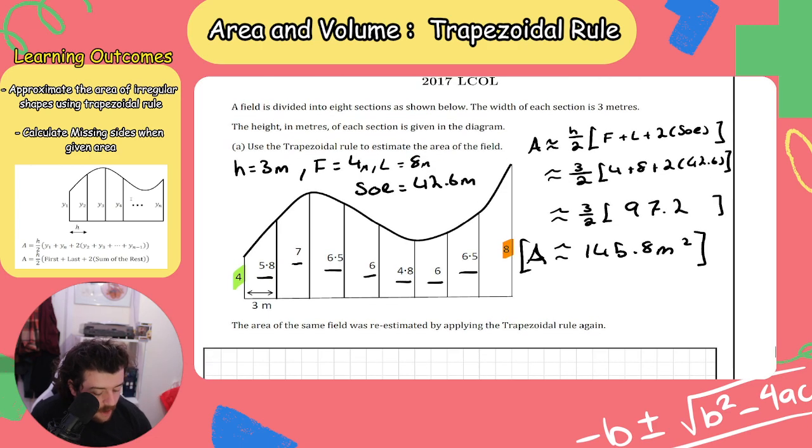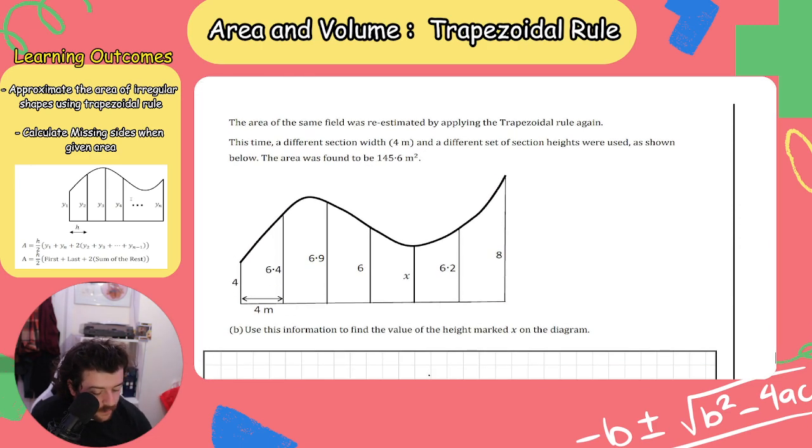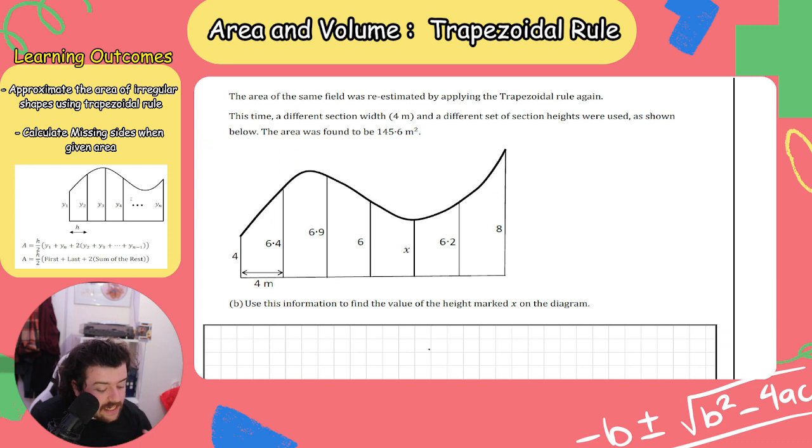So let's have a look at another one here. The area of the same field was re-estimated by applying the trapezoidal rule again. This time, a different section width, 4 meters, and a different set of section heights were used. As shown, the area was found to be 145.6 meters. Right, so we've now selected a new width, and now we've gotten a new approximation for the area of the field. So use this information to find the value of the height marked x.